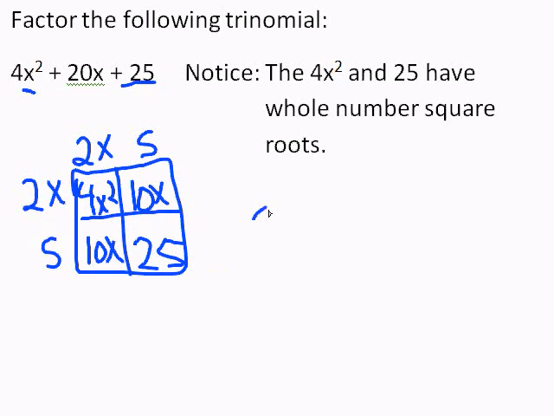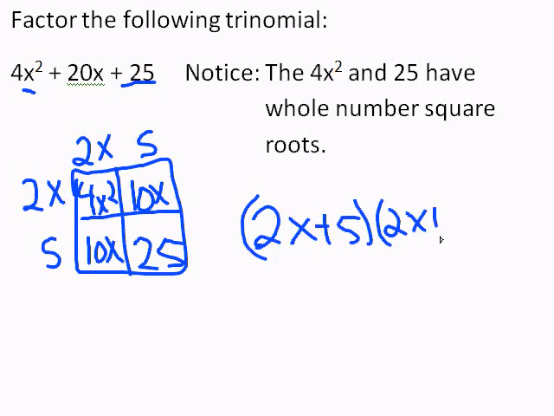So our factors are 2x plus 5 and 2x plus 5. Now this doesn't always happen, but there's a good chance, again, that if you're given a trinomial whose first and last terms can be square rooted, it's just going to split up into the square root of the first term plus or minus the square root of the second.